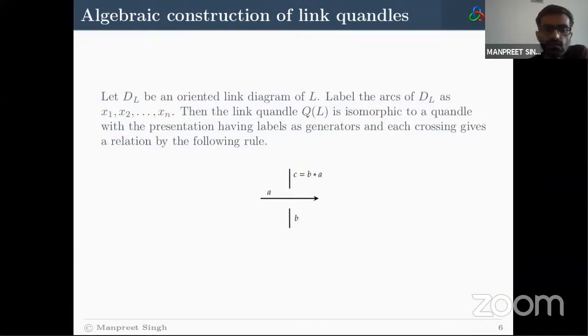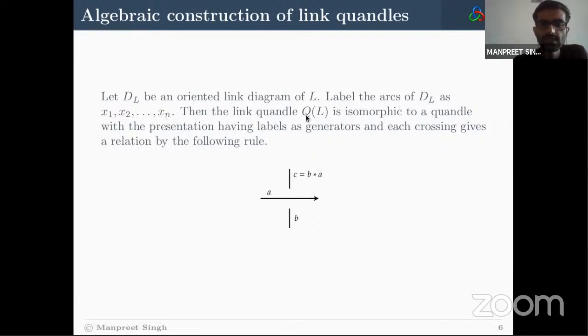So as in the case of link groups, one can write a presentation from the link diagrams. There is a similar procedure to write a presentation of a link quandle from link diagrams. The idea is quite similar to the case of groups. Let D_L be an oriented link diagram of link L. Then we label the arcs of D_L as x1, x2, ..., xn.